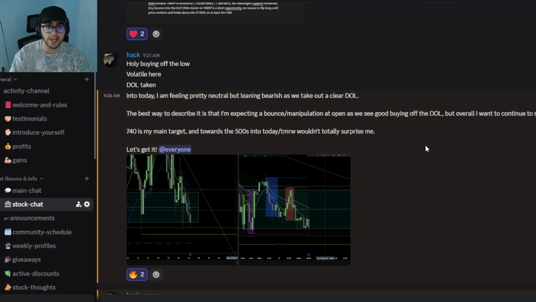I've been saying all week we're going to target this 28,740 area with this candle from last Thursday. I think we're going to target even as low as the 530s, 550s. I actually expect the markets to retest closer to the 28,000s in the coming weeks. That could even happen this week, but I think it's going to happen by the end of May or very early into next month. Now, I do say here, 740 is my main target, and towards the 500s into today, tomorrow would not totally surprise me.